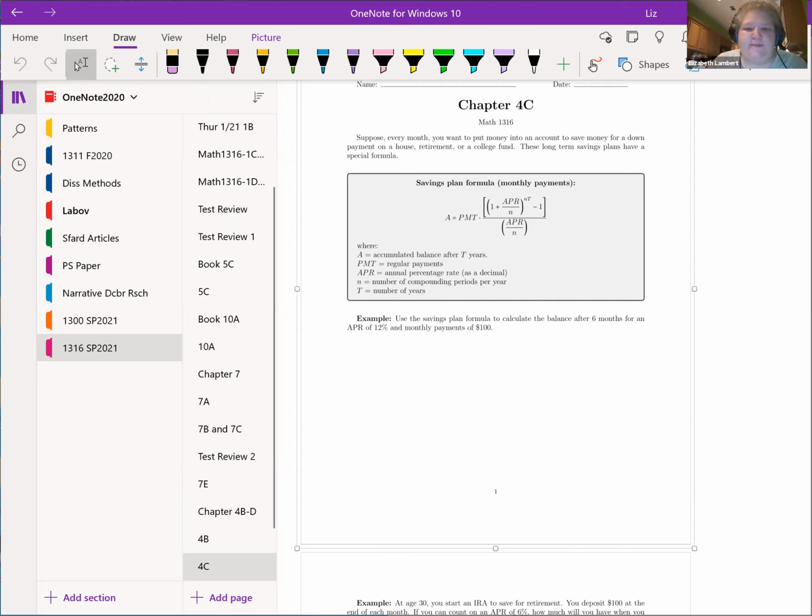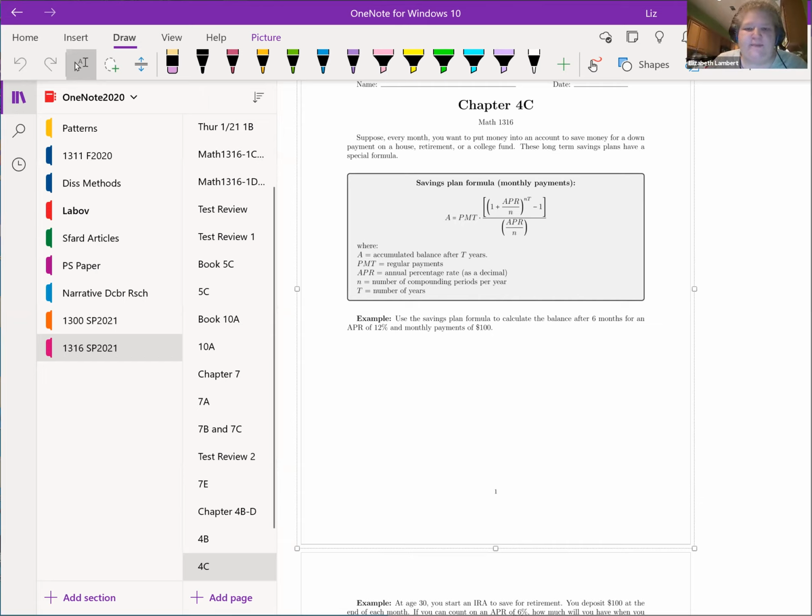So we have a crazy looking formula. Example: use the savings plan formula to calculate the balance after 6 months for an APR of 12% and monthly payments of $100. All right. So using our formula, the monthly payments are going to be $100 times a crazy big fraction. All right, so our APR is 12%, so that's 0.12 as a decimal.